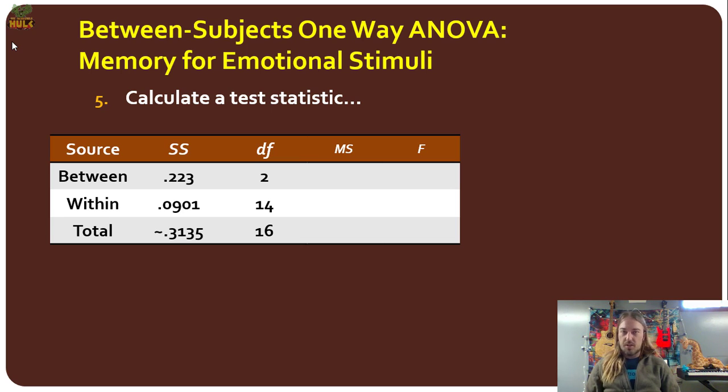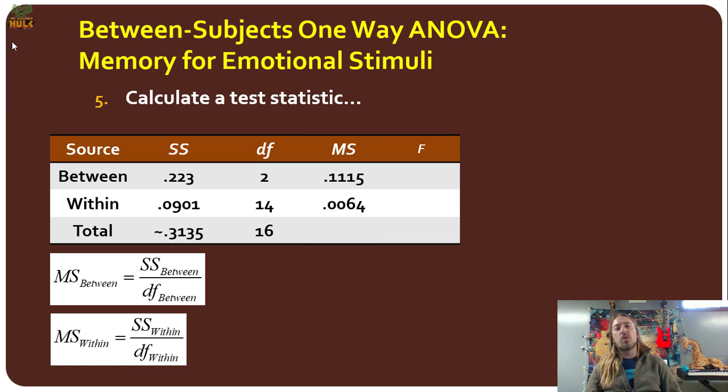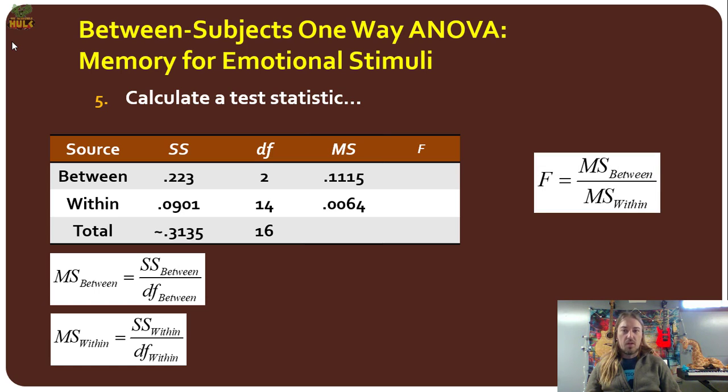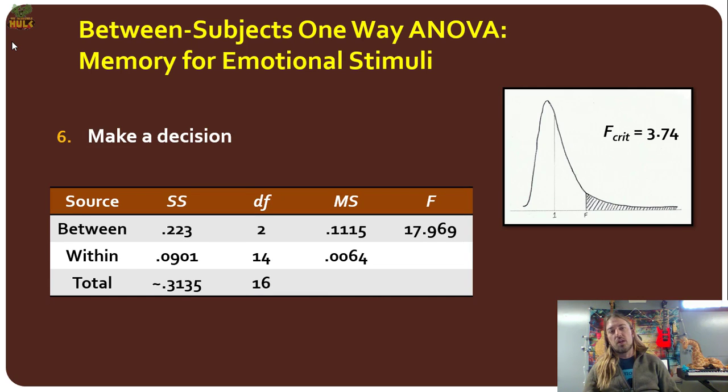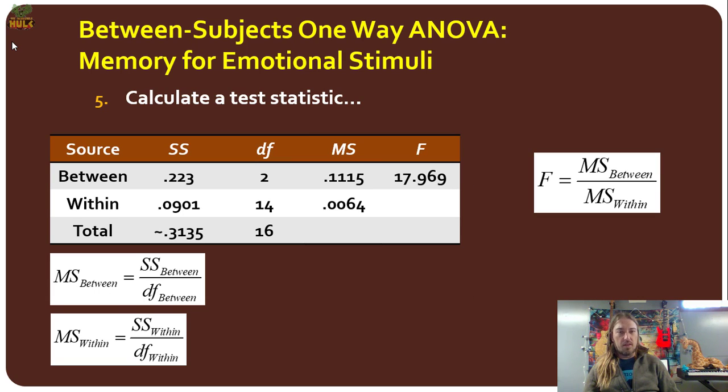Okay, so our mean squares, remember that they are simply the ratio of the sum of squares to the degrees of freedom. So 0.223 divided by 2 gives us our mean square between of 0.1115. Our sum of squares within of 0.0901 divided by 14 gives our mean square within of 0.0064. And then finally our F ratio, which is our mean square between divided by our mean square within, 0.1115 divided by 0.0064, gives us that 17.969.